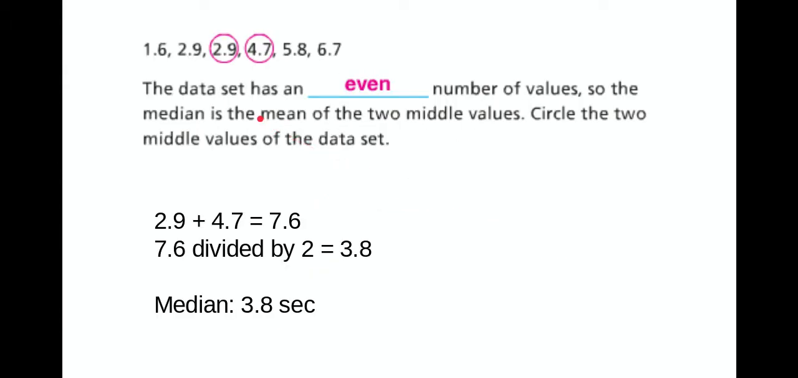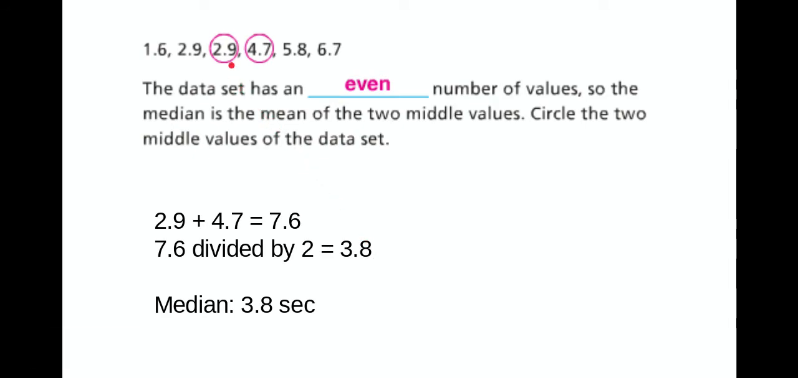So all we've got to do is take 2.9 and 4.7 and add them together. Now you can use a calculator to do all of this, but please write this down on your paper just so you do not forget. This is what you have to do to find the middle when you have 6 numbers or 4 numbers or any even number of values. So 2.9 plus 4.7 is 7.6, and then you're finding the mean of just these 2 numbers. So it's 7.6 divided by 2, which is 3.8. So your median here is 3.8.